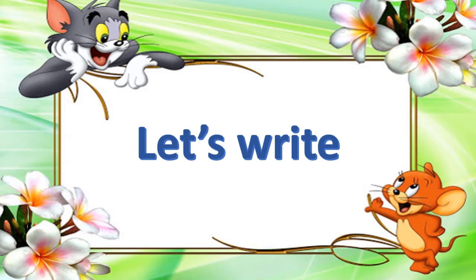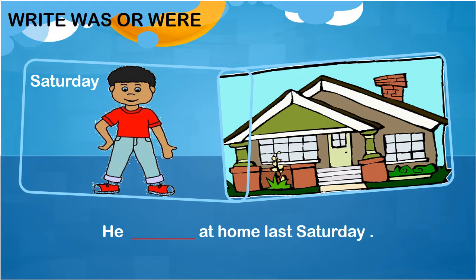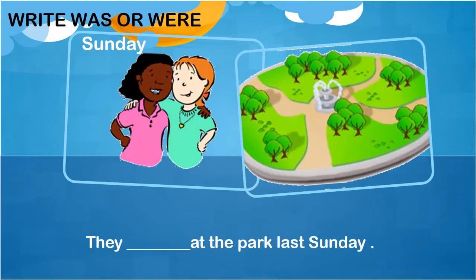Let's write was or were. Look at the example. He at home last Saturday. Do I write was or were? He was at home last Saturday. Yes, this is an example. Now take out your notebook or your paper to write. Now let's go. Number 2, they. What do you use? Was or were? Were. Yes.